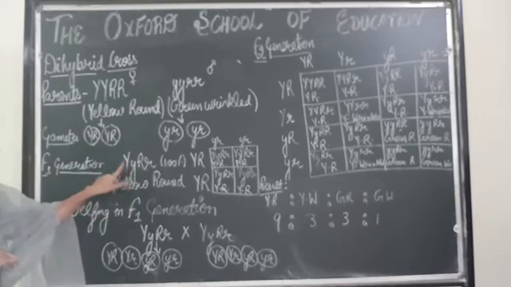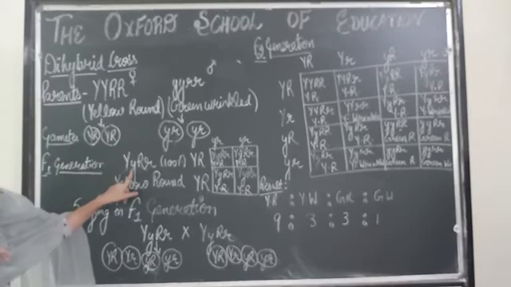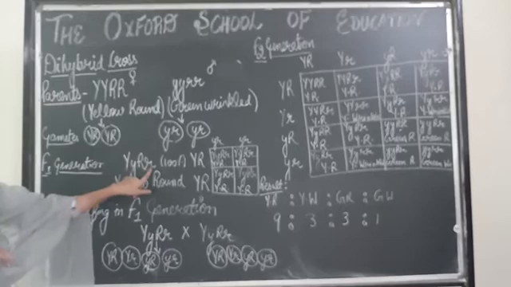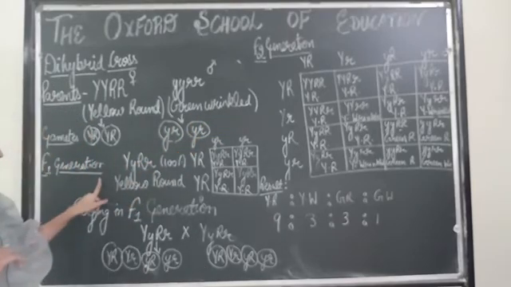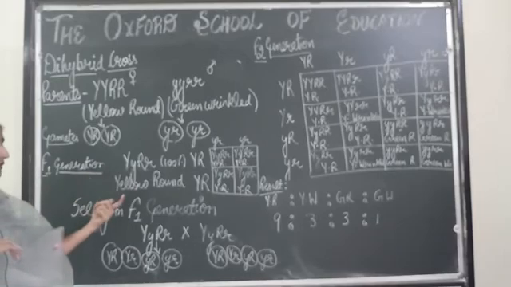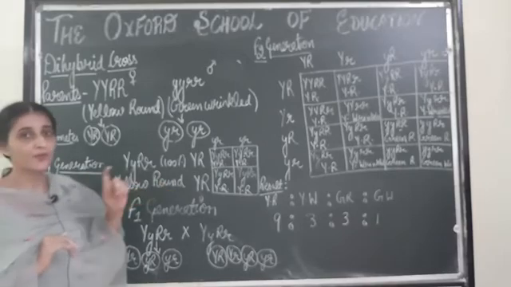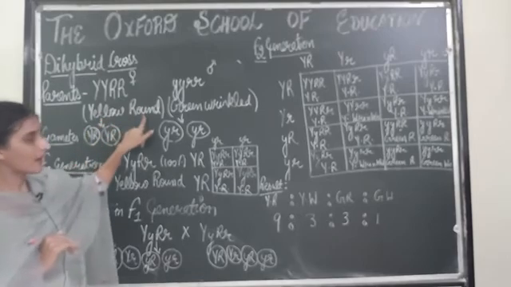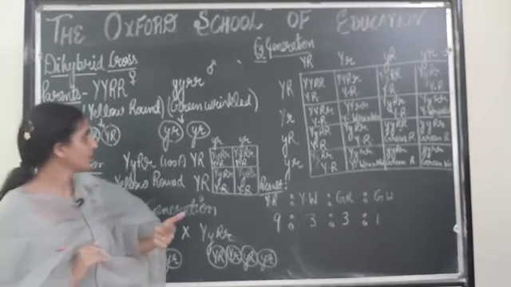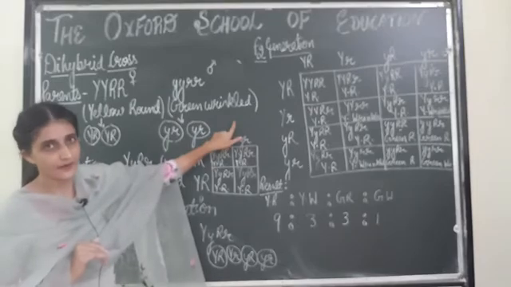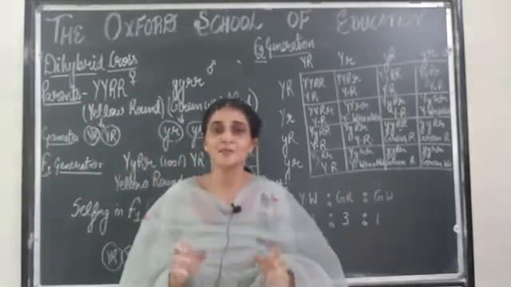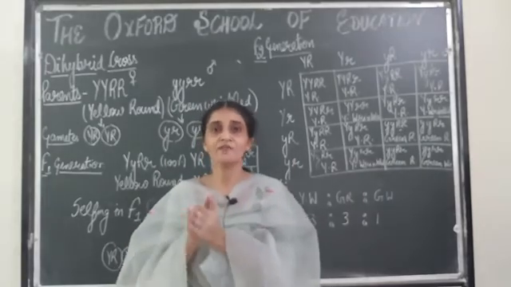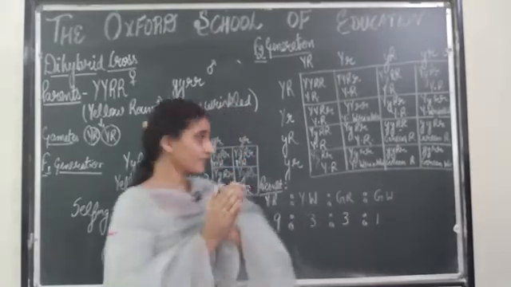Like one allele is responsible for yellow color, another is responsible for green color. This one is responsible for round shape, this allele is responsible for wrinkled shape. But in the first generation, the phenotype outcome is yellow round, because yellow and round are both dominant over green and wrinkled. As you know, the recessive alleles are not able to express themselves in the heterozygous condition.